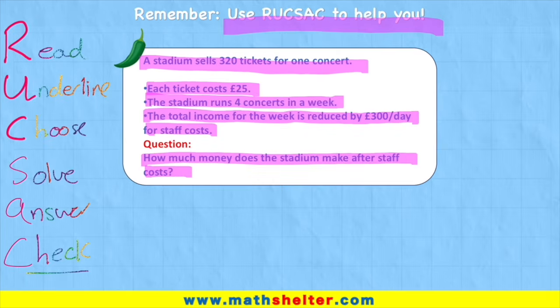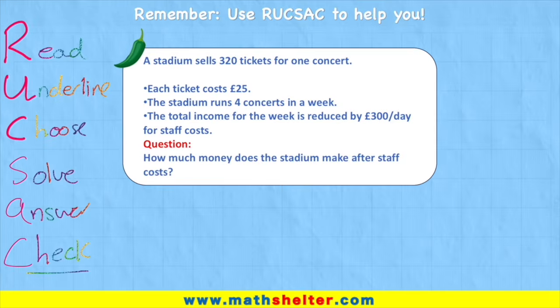Okay, let's see what we're going to need to do. My next step says underline. Well, what does this mean? It means underline the key information. So let's start. The stadium sells 320 tickets for one concert. That's quite important. Each ticket is £25. That's quite important. The stadium runs 4 concerts a week, and the total income for the week is reduced by £300 a day for staff costs. How much money does the stadium make after staff costs? Okay, we've underlined our key information.